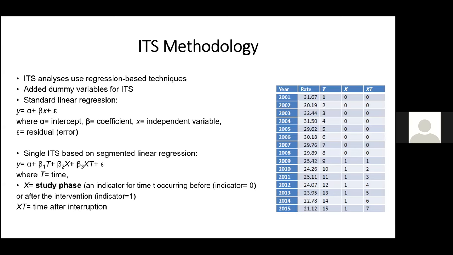Now, how would we then interpret beta 1? Beta 1, which now relates our outcome to time. Coefficient beta 1.